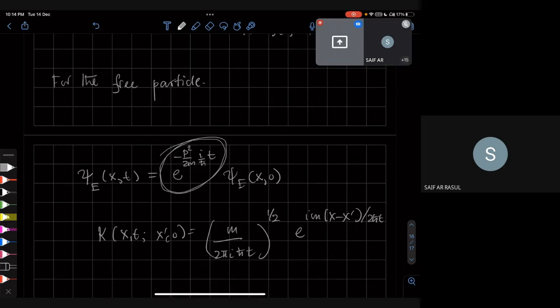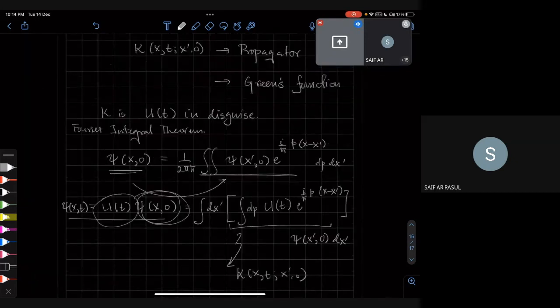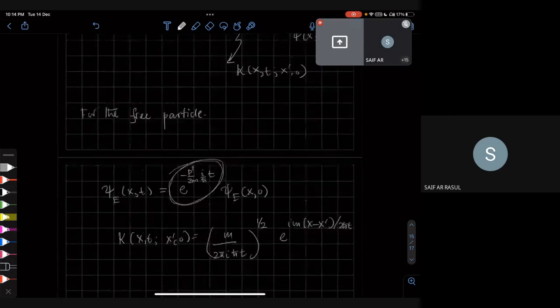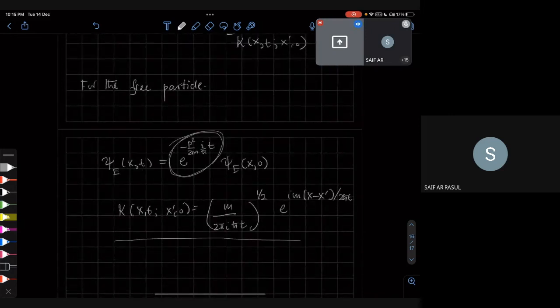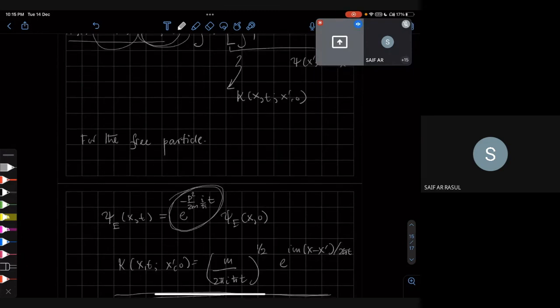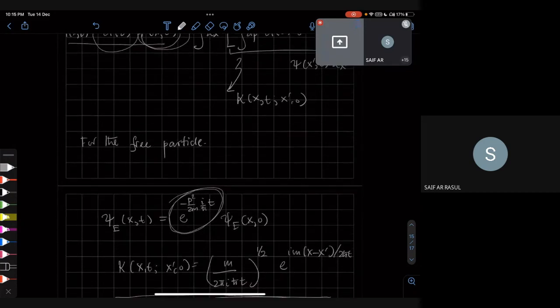Okay, so yeah, I think this is not the cleanest derivation. Let me just make sure that this is something that we have covered in detail in the tutorial, okay? Because I derived it for an energy eigenstate, but you actually don't need to use it for an energy eigenstate, okay?